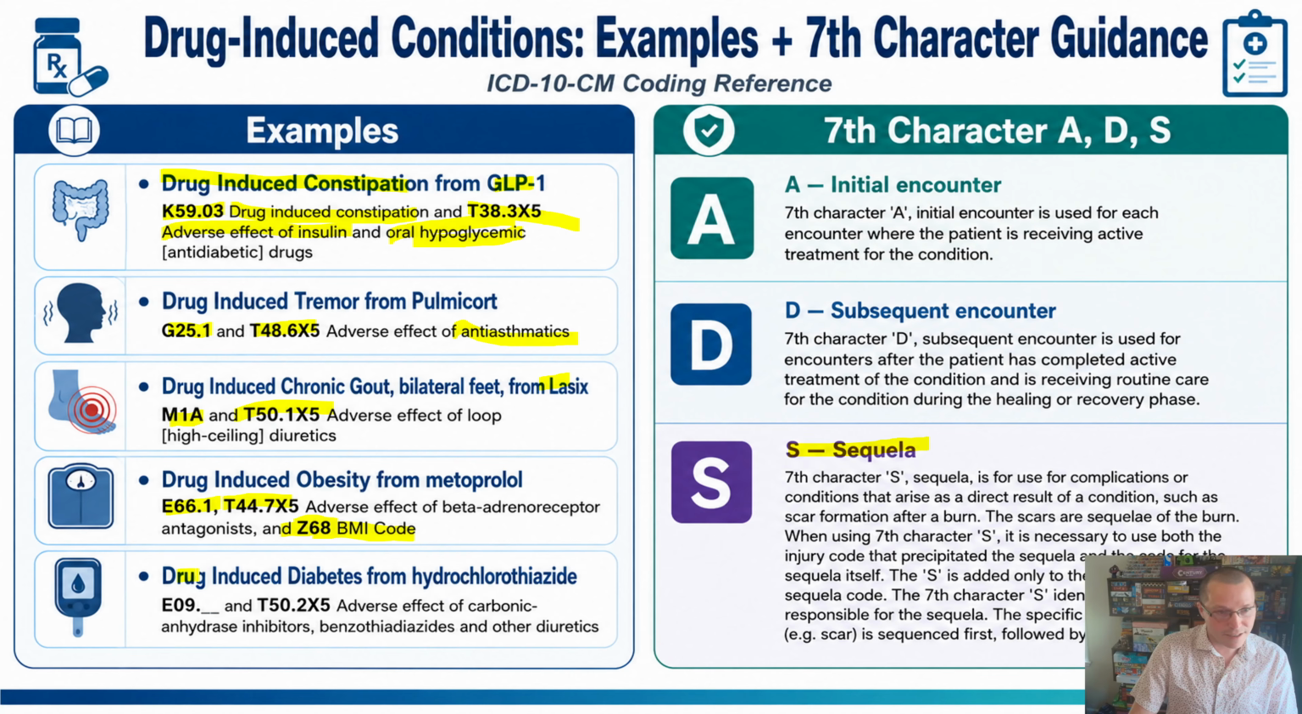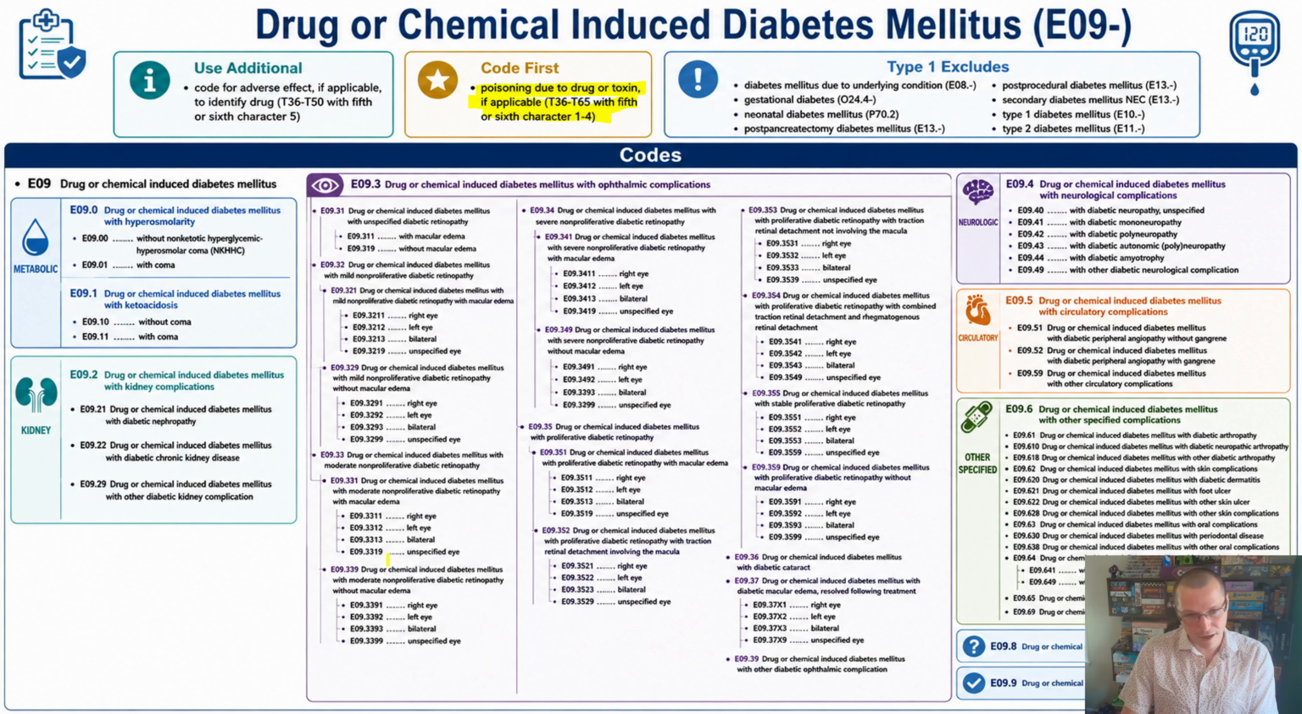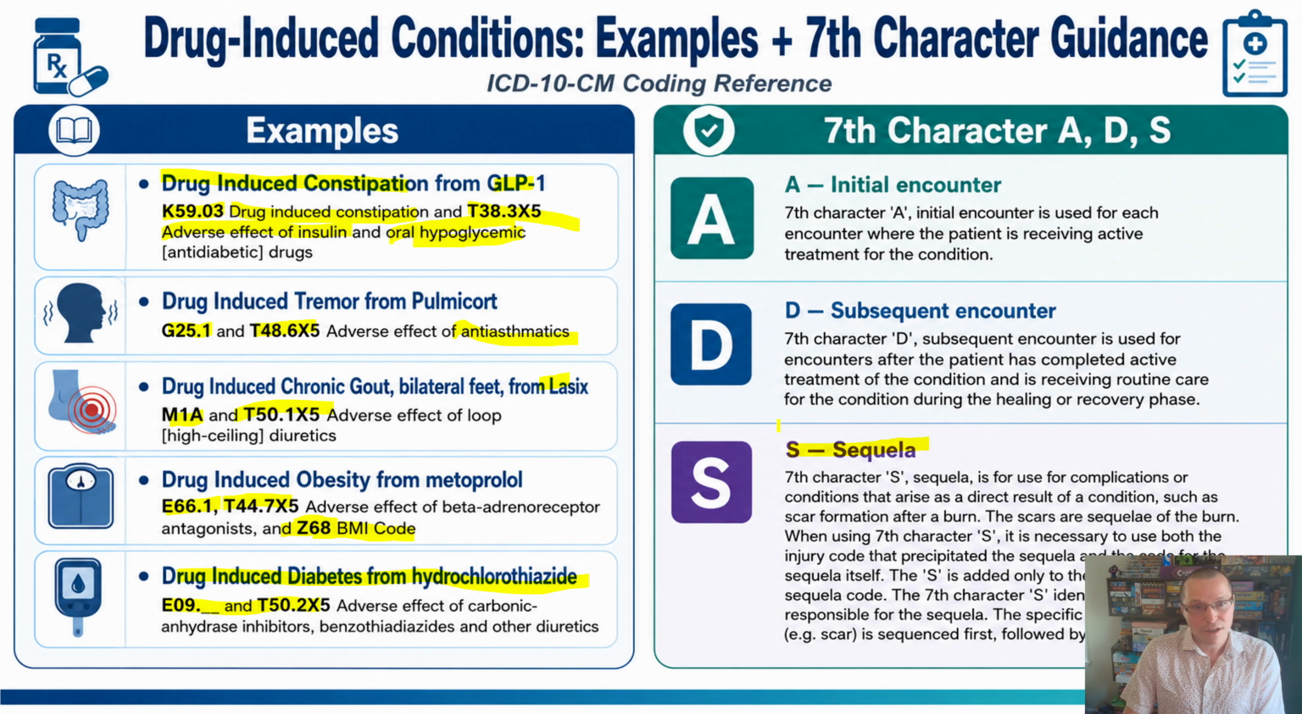And finally, here's an example of drug-induced diabetes, where you will report it with the medicine that caused it each and every time. You will be using the Sequela version of this almost every single time, because obviously this is a lasting consequence from the med. Other than this Ozempic scenario, then you would probably be the A code, because it's probably currently happening that the patient is dealing with the constipation.